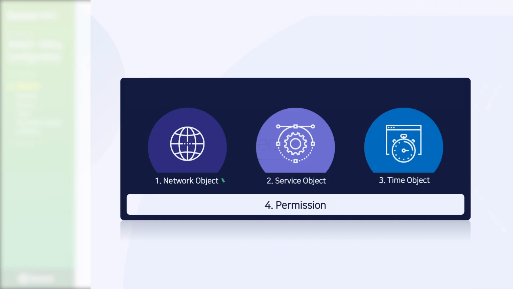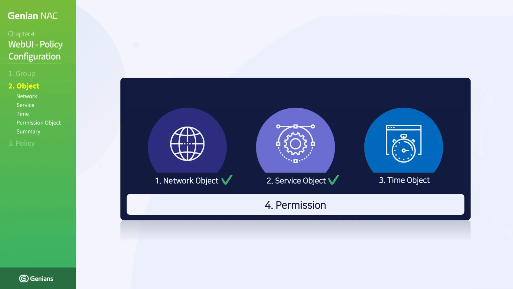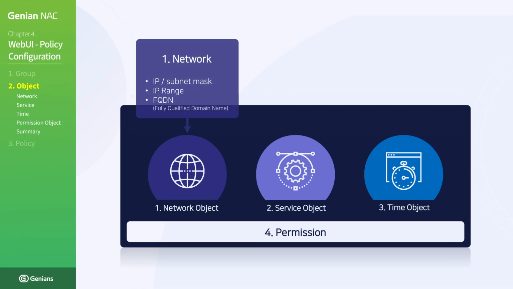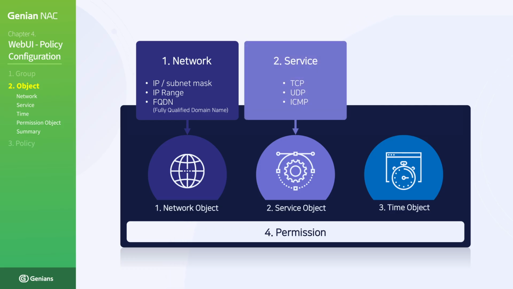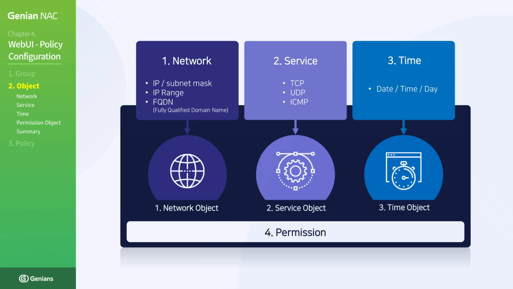Objects can be created and categorized into network, service, time, and permission types. Network objects can be created based on IP and FQDN. Service objects can be created using TCP, UDP, and ICMP. Time objects allow for specification by date, time, and day. Finally, permission objects combine previously defined network, service, and time objects into a single entity.